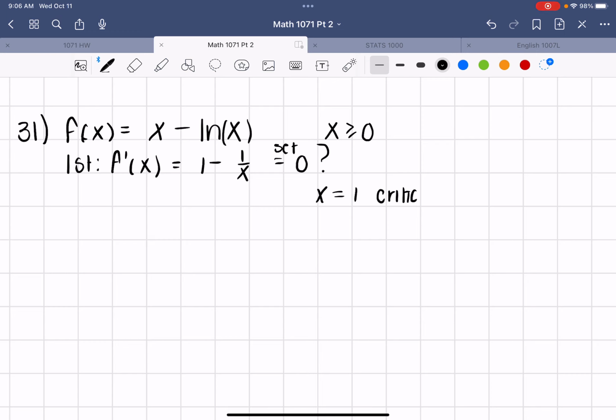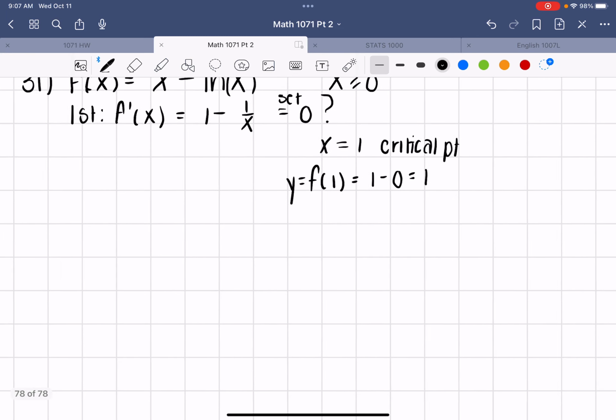And I need the y coordinate. I need f of 1. Go back to the original. 1 minus the log of 1. But you remember the log of 1, right? It's 0. Do you remember why? That is sort of important. Maybe I should show you. The log of 1, let's say that it equals a. I want to show you that a is 0.